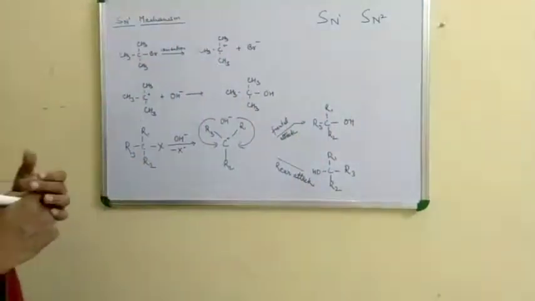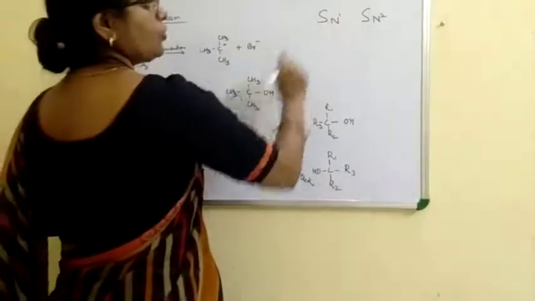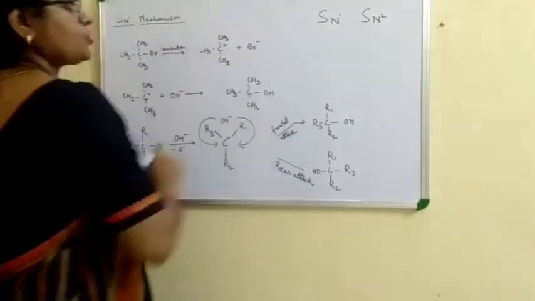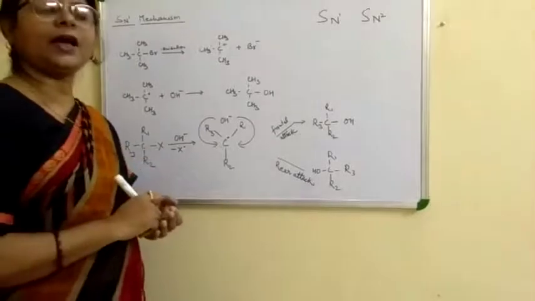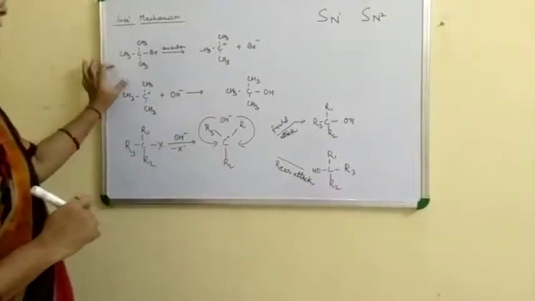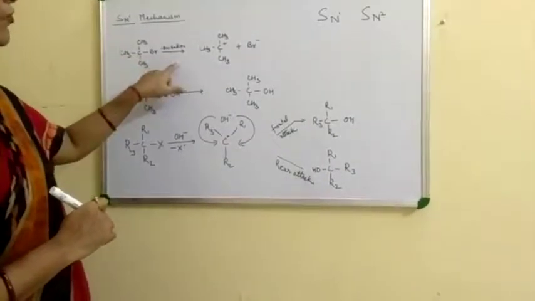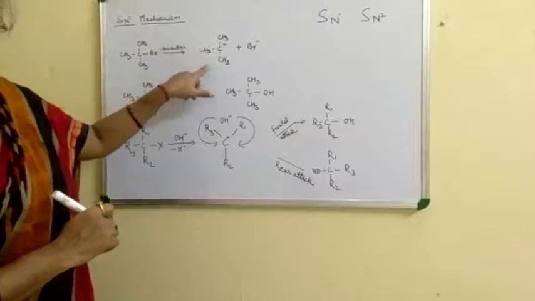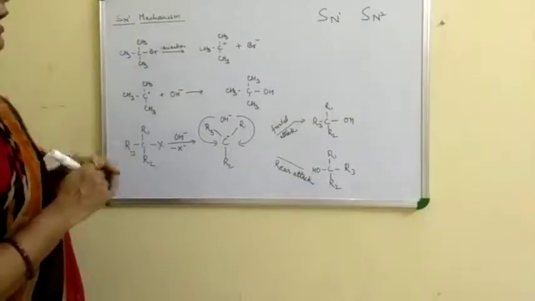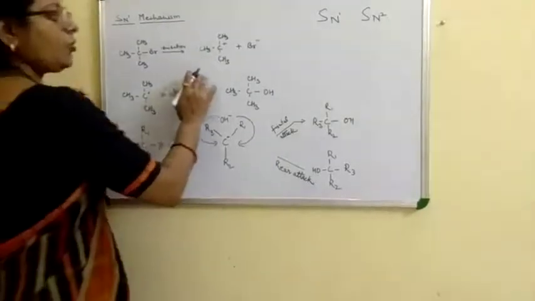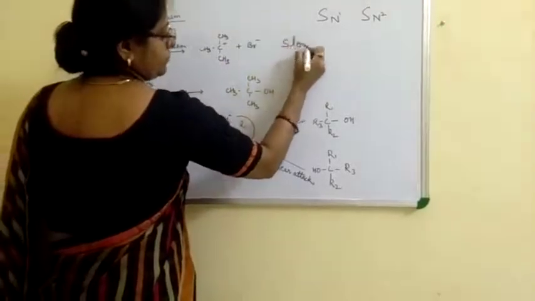SN1 reaction means unimolecular nucleophilic substitution reaction. It generally takes place in the tertiary alkyl halide. Tertiary alkyl halide first undergoes ionization and forms the carbocation. As here a tertiary carbocation is formed, and formation of the carbocation is the slow step of the reaction.